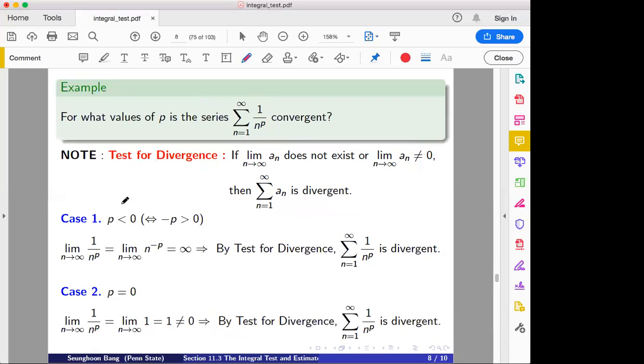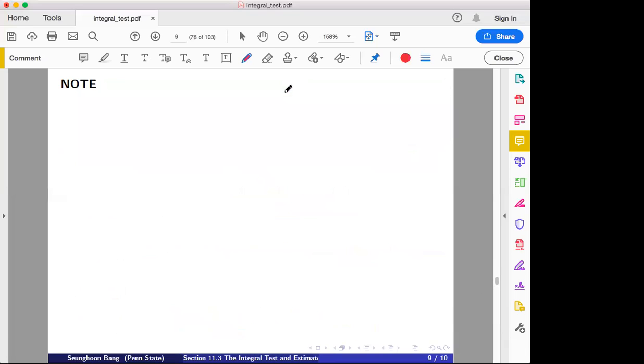The next one, the third case, is p greater than 0. How can you check whether the series is convergent or divergent here? We can use the previous result. We know the integral from 1 to infinity of 1 over x to the p dx is convergent if p is greater than 1, and divergent if p is less than or equal to 1. We can use this result.